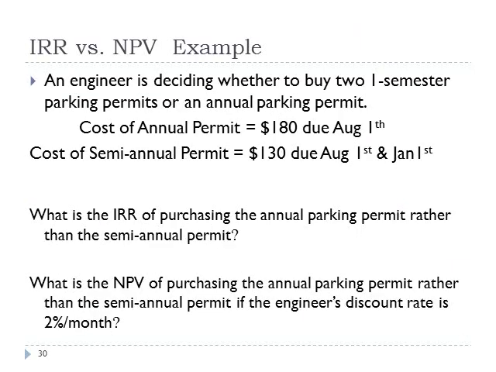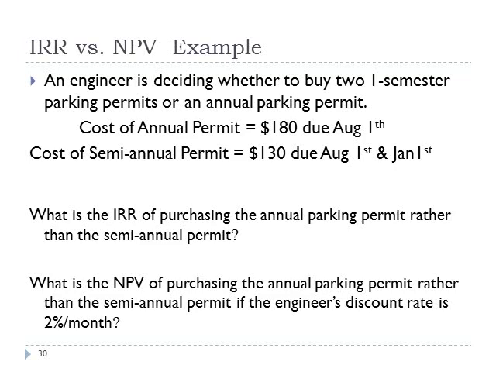Okay, now we're going to go through a quick example, because it's probably as simple of an IRR analysis as you can do. We're just going to ask the question: what is the IRR of purchasing an annual parking permit rather than a semi-annual parking permit? If the cost of an annual parking permit is $180 due on August 1st, and a semi-annual permit is $130 due on August 1st and $130 on January 1st, what's the rate of return on investment of doing the annual permit?